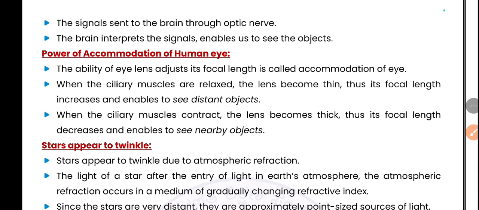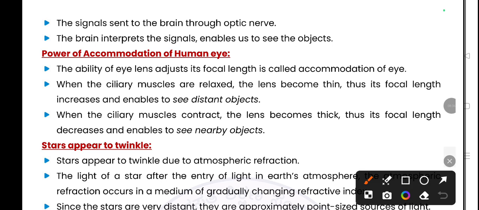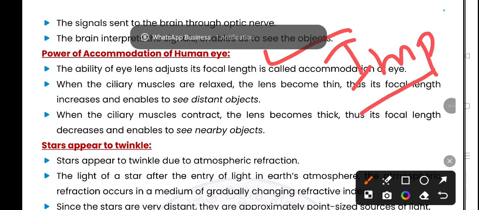Power of accommodation of the human eye. The ability of the eye lens to adjust its focal length is called accommodation of the eye. When the ciliary muscles are relaxed, the lens becomes thin, thus its focal length increases and enables us to see distant objects. When the ciliary muscles contract, the lens becomes thick, thus its focal length decreases and enables us to see nearby objects. It's a very important topic. Several times they asked it in exams. That's why keep in mind, this is very important.